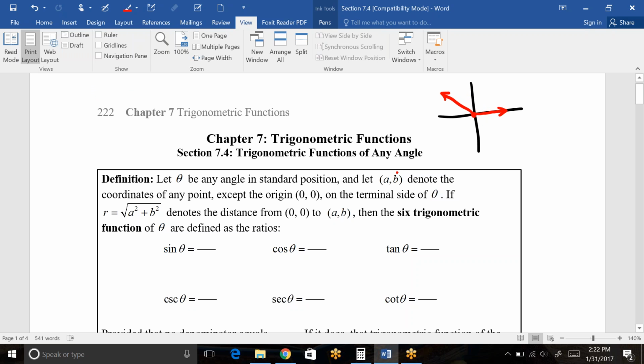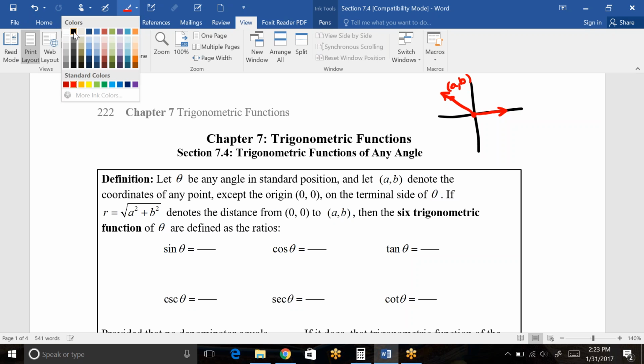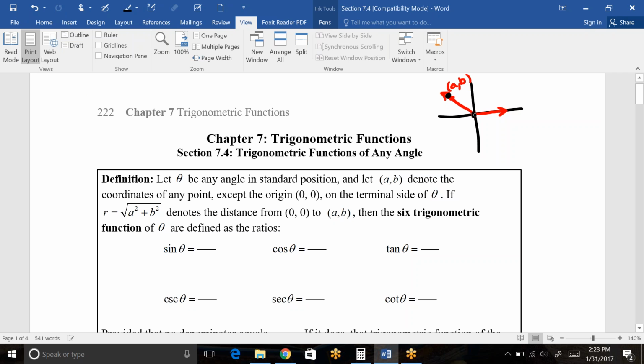So if (a, b) are the coordinates of any point except the origin on the terminal side of theta, so let's say this was (a, b), then the radius of this segment, so let's turn this into a segment instead of a line, is the square root of a squared plus b squared. That comes from the fact that any time you have an angle, you can turn it into a right triangle by dropping a perpendicular down to the x-axis. And a and b are kind of like the lengths of how much horizontal and vertical change is occurring.